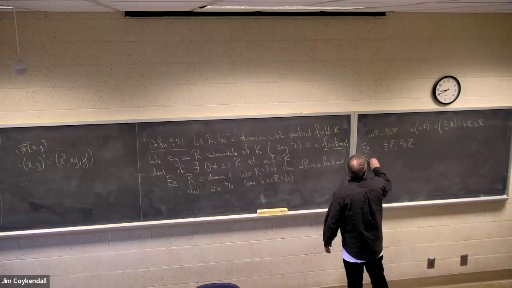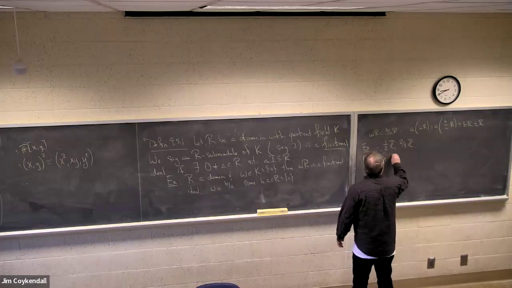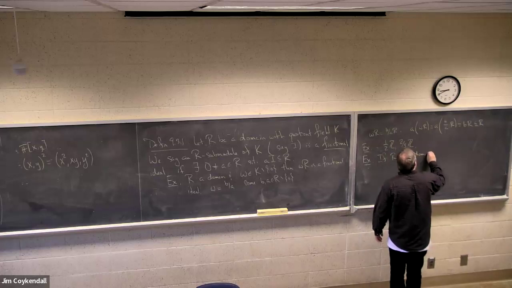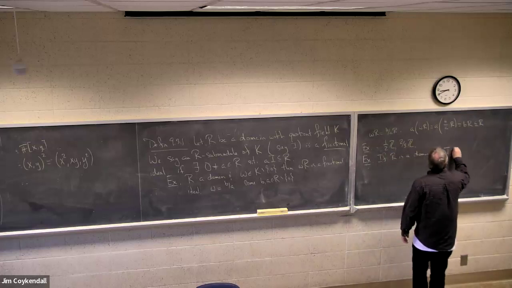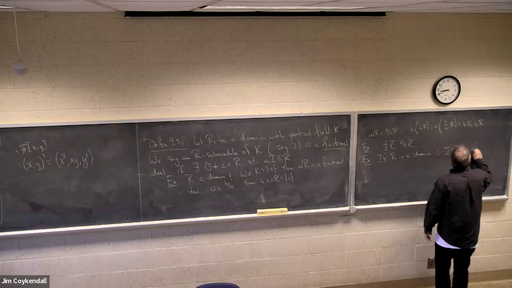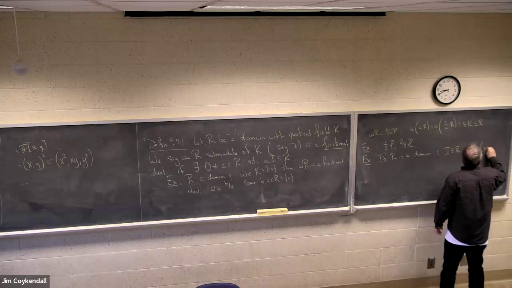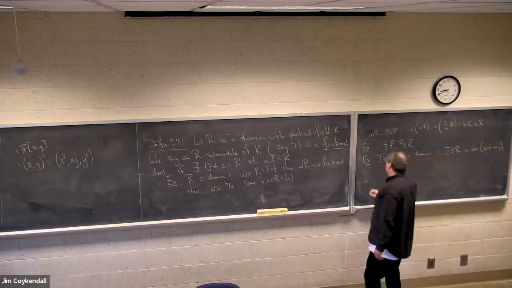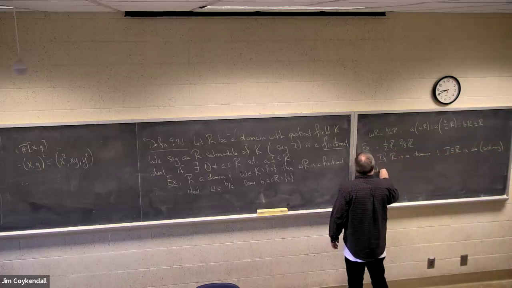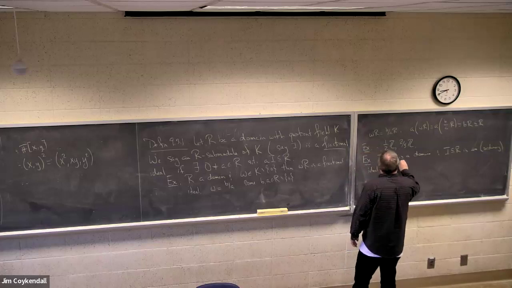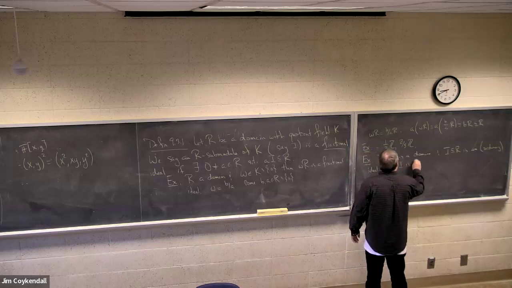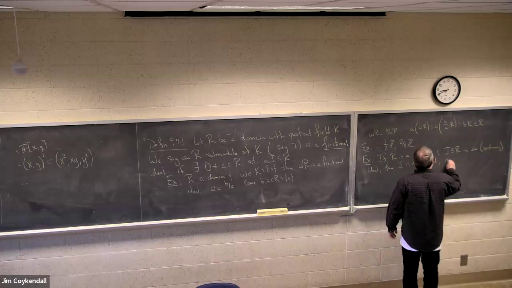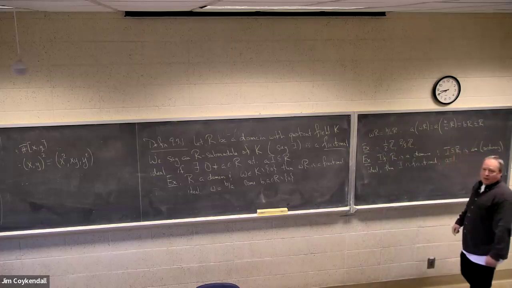Here's another example. If R is a domain and I in R is an ordinary ideal, then I is fractional. So any ordinary ideal is a fractional ideal, and here you can take A equal to one.